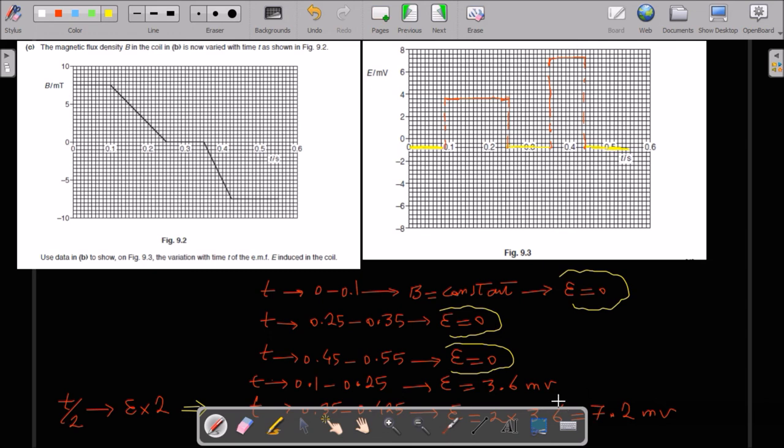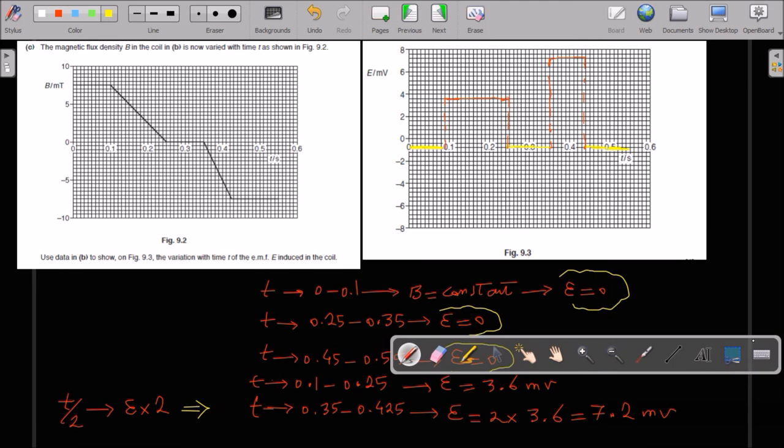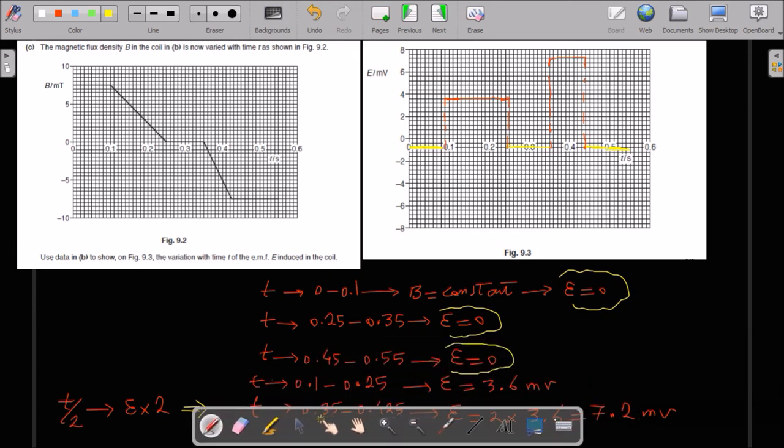Then when t is 0.35 to 0.425, electromotive force will be 2 times 3.6, which is equal to 7.2 millivolt. Why times by 2? Because when the time is divided by 2 in this formula, then the electromotive force will be multiplied by 2. That's why electromotive force will be 7.2 millivolt. And you can draw 7.2 as a straight line, and you can see that there are two electromotive forces which are not zero, and three of them are zero.